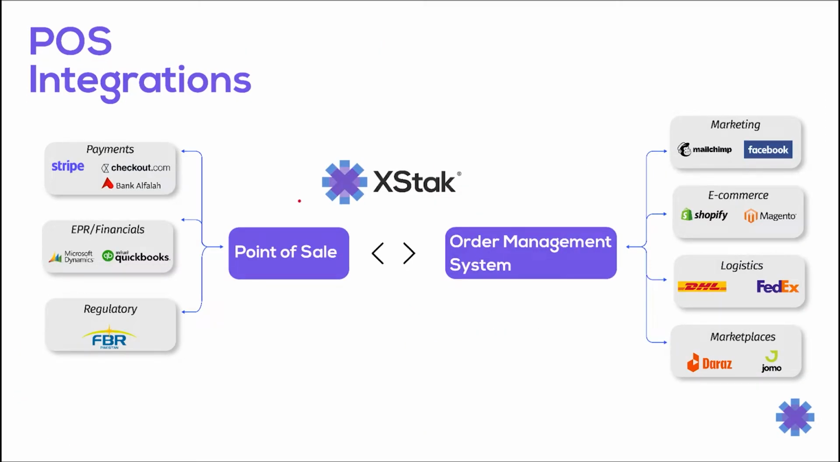So we just saw what the core USPs are with our point of sale module. And I wanted to touch upon some of the POS integrations that currently exist and some that are coming in the near future as well. So XStak obviously has our order management system as a core module, our point of sale is a core module, and these two systems are natively integrated with each other. So our point of sale module is able to piggyback on all the integrations that our OMS has.